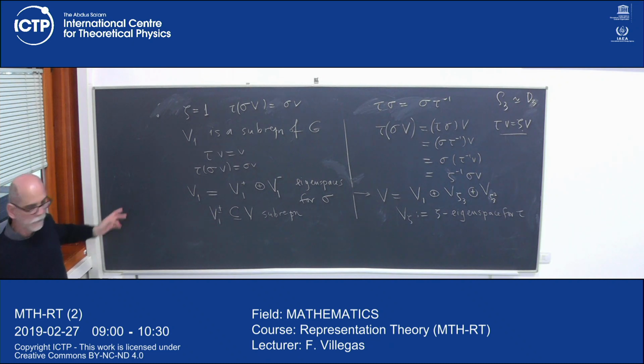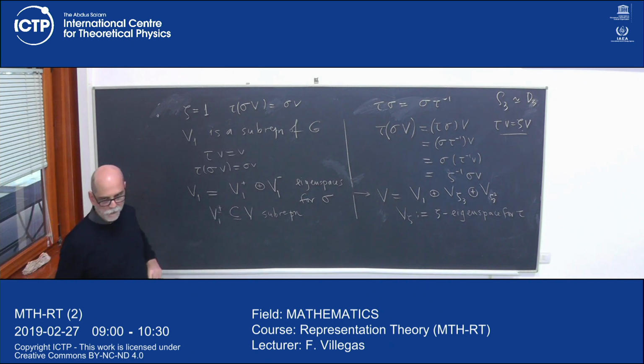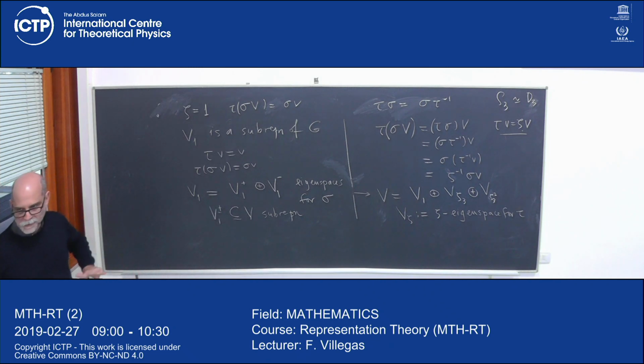In terms of the ones I have listed here, let's look at V1 plus. What is V1 plus? Here tau and sigma act completely trivially. So what is that? It's a trivial representation.